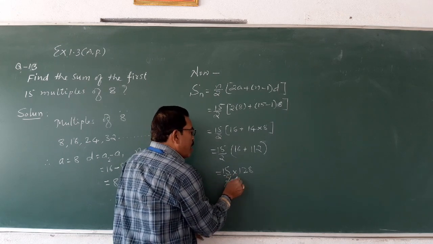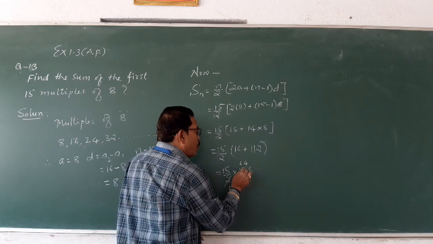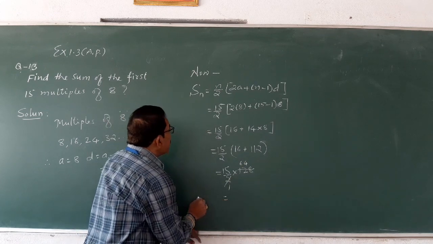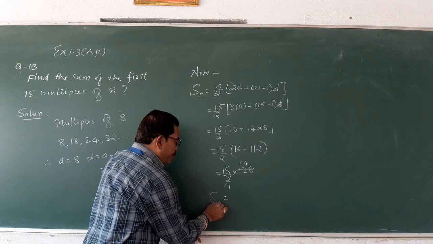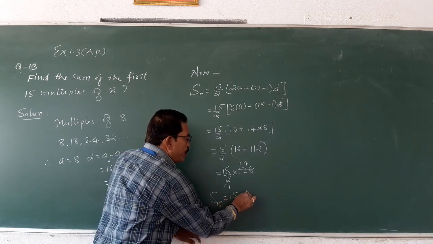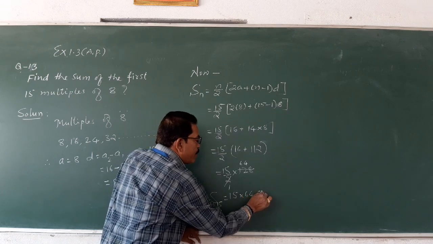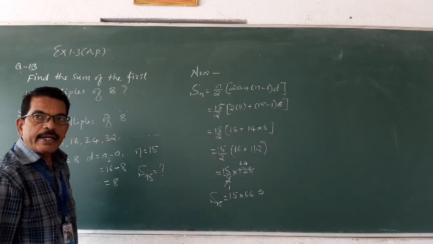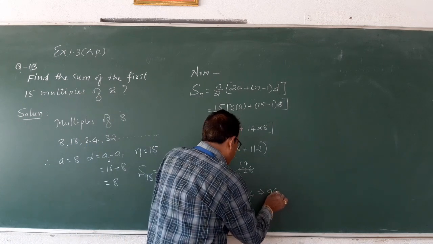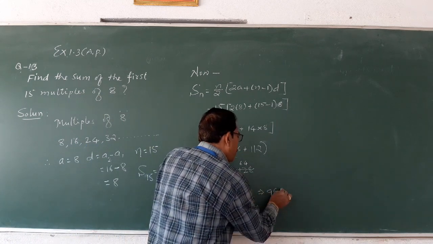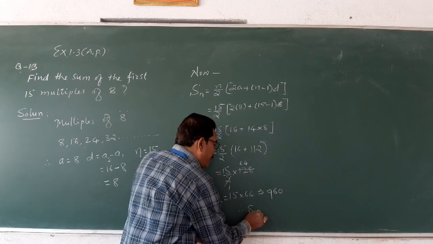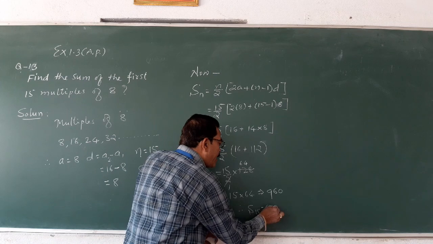So 2 ones are 2, 2 sixes are 12, 2 fours are 8, that is 64. So 15 into 64, that implies 960. So S15 equals 960.